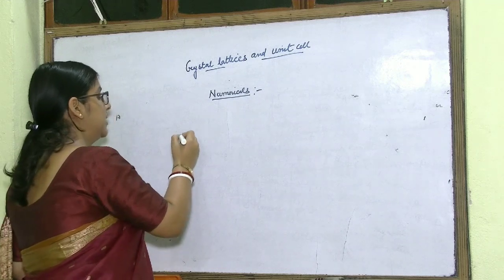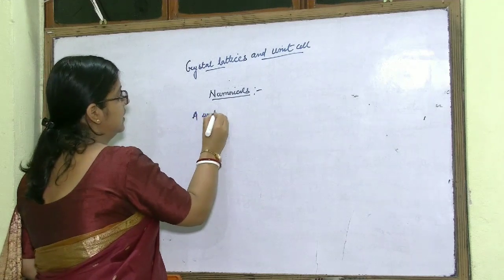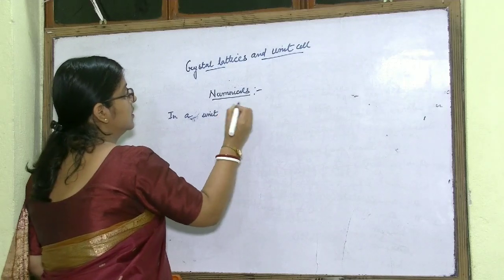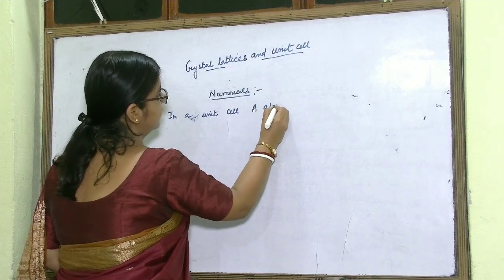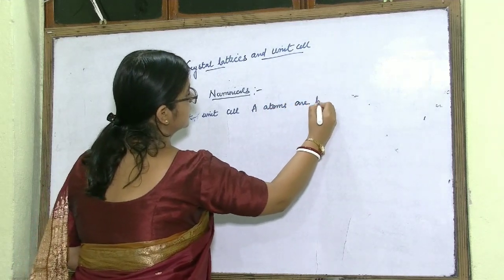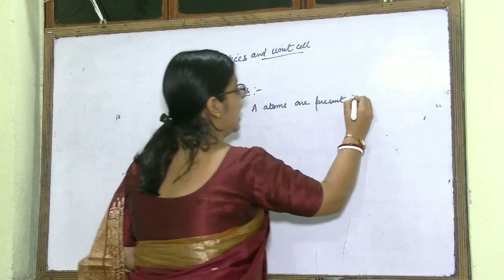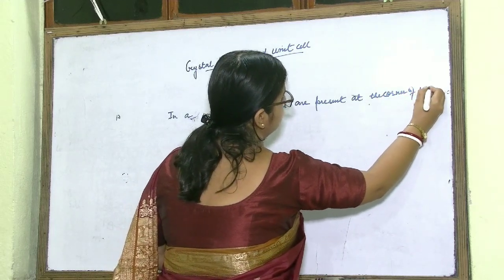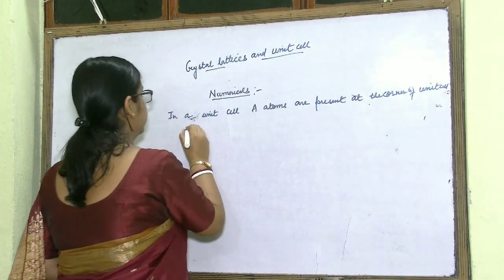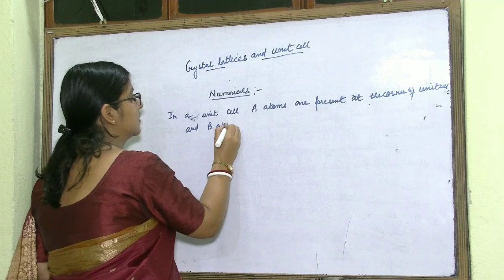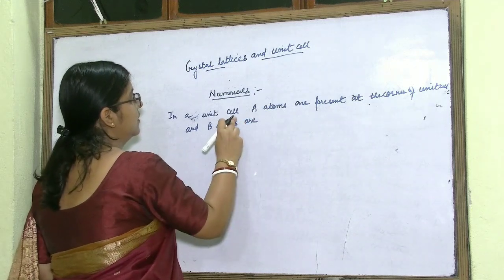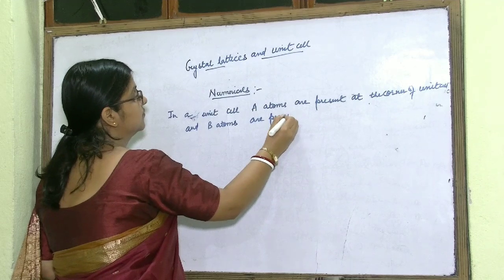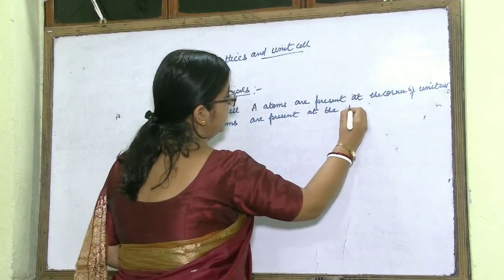Suppose you are given a unit cell. In a unit cell, suppose A atoms are present at the corner of the unit cell and B atoms are present at the body center.